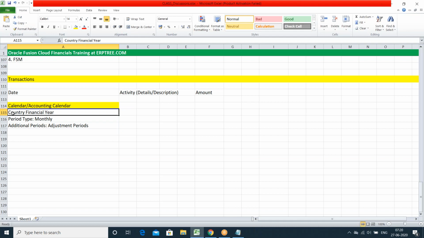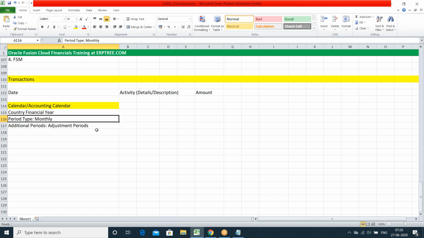So first point is based on the country financial year, we have to create the calendar. And when you are creating the calendar, we have to choose what period type we require. Ideally monthly we use. And additional periods. What are the additional periods we create within the calendar? Those we call adjustment periods. The purpose of adjustment periods is to perform the adjustment entries.